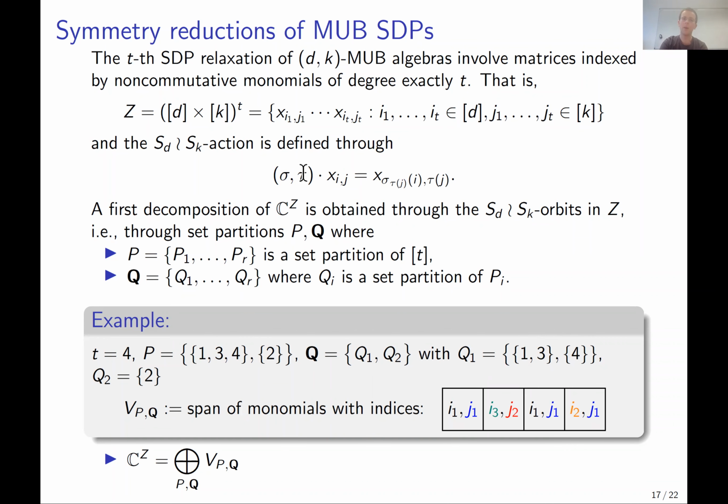Okay, and if you apply, let's say, this group action on such monomials, it's easy to see that you remain of this form. So that's why this would form an invariant subspace, and it corresponds exactly to this orbit. Okay, so this would give you a first decomposition of this vector space. It's a very easy decomposition. So this is really just the first step in our symmetry reduction.